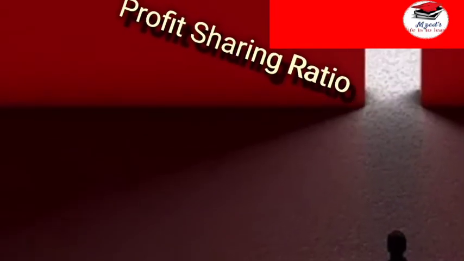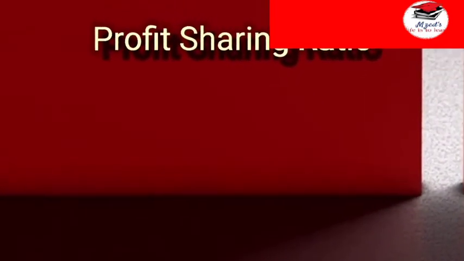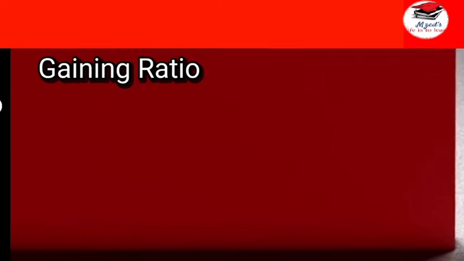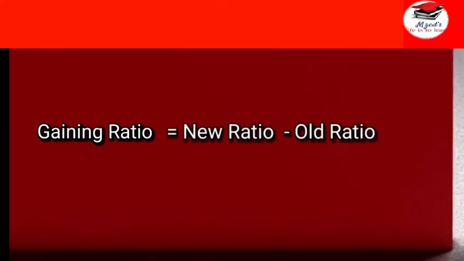In this video we are going to learn profit sharing ratios, how these ratios are calculated. First we must know what types of ratios there are. The first one is gaining ratio, the second one is sacrificing ratio, and the third one is new ratio. The old ratio is given in the question, so there is no need to calculate the old ratio.